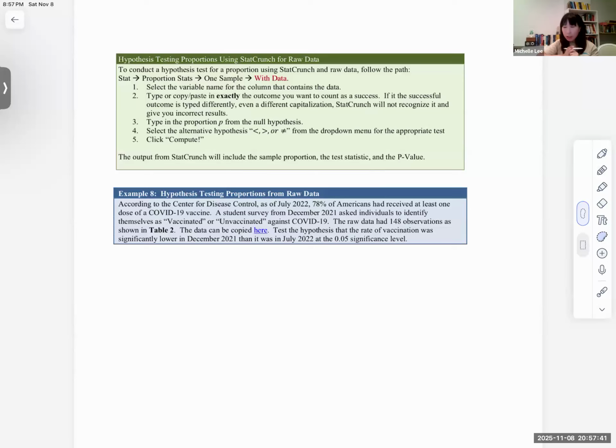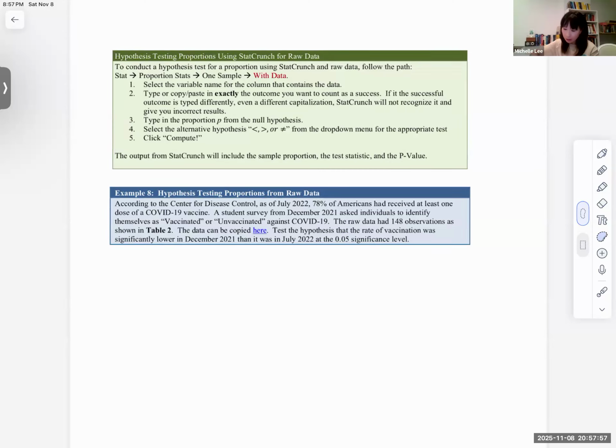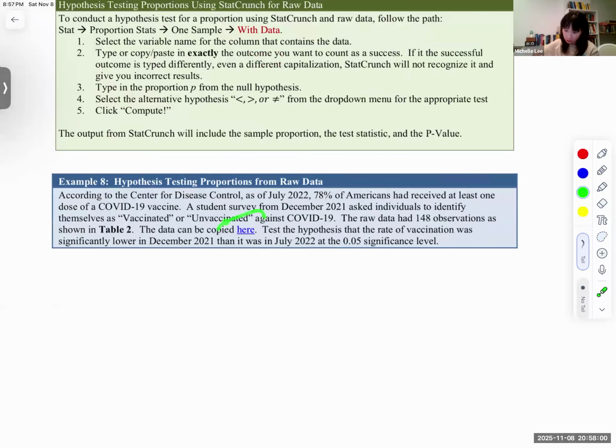Okay, so what if we have data? So earlier we did the StatCrunch calculator, did we? Proportion with the summary, right? But what if we have data? So they say that here we need a copy, right? So data. Okay, let us do this one. Before we do that, we have to check the null hypothesis and the alternative hypothesis, right?